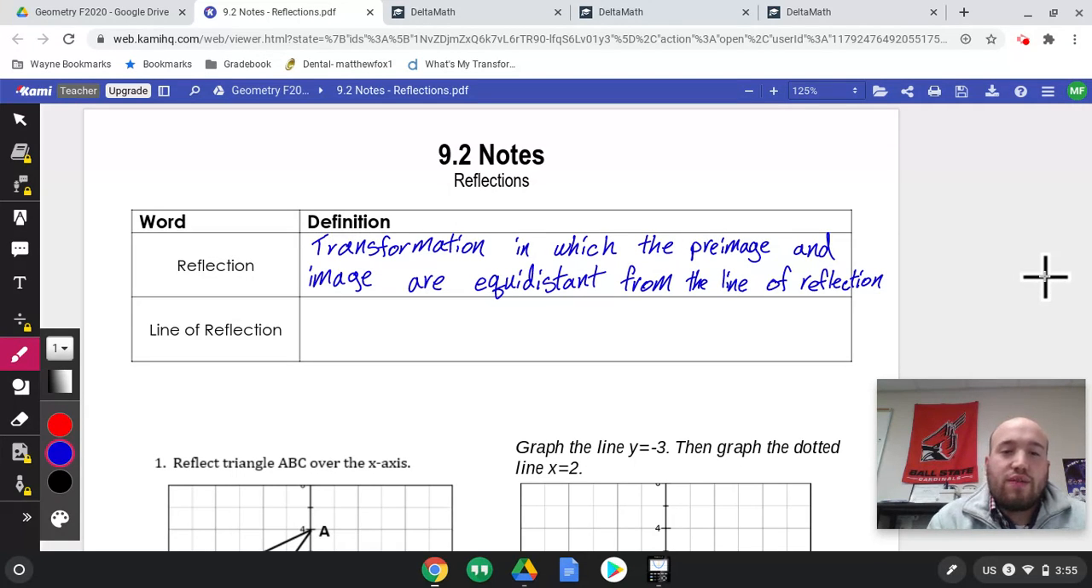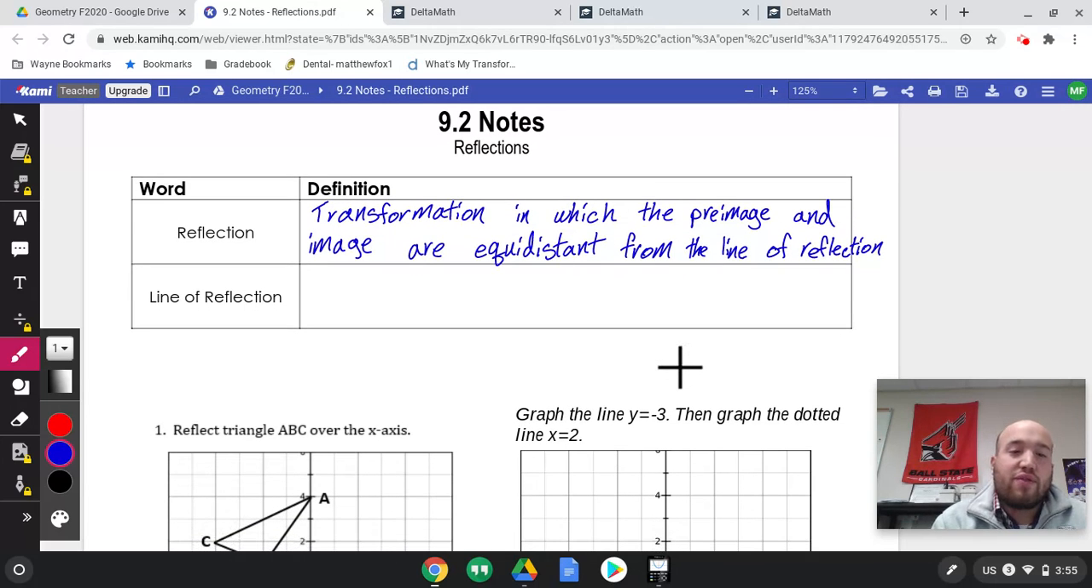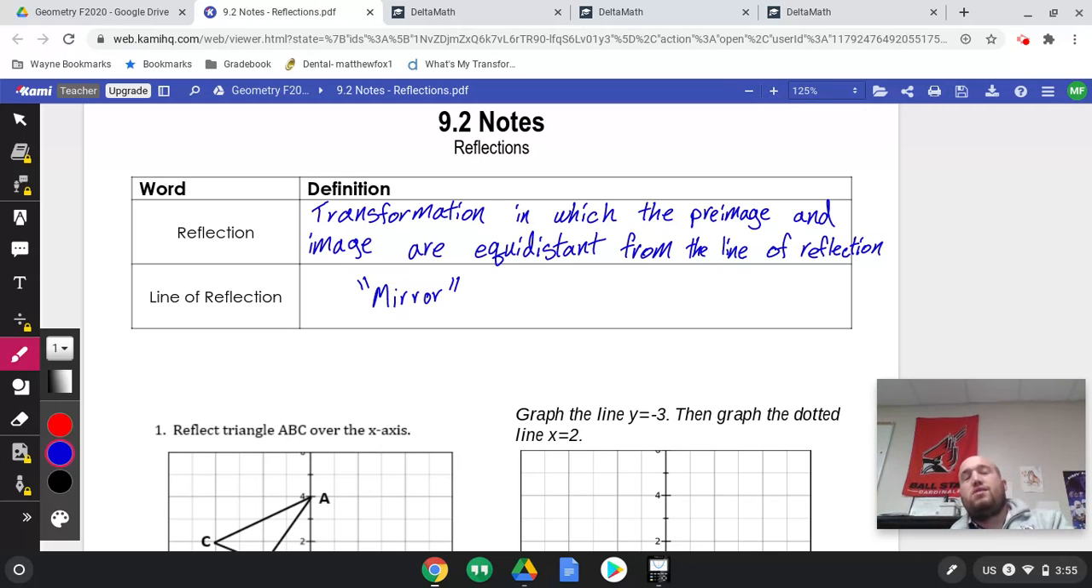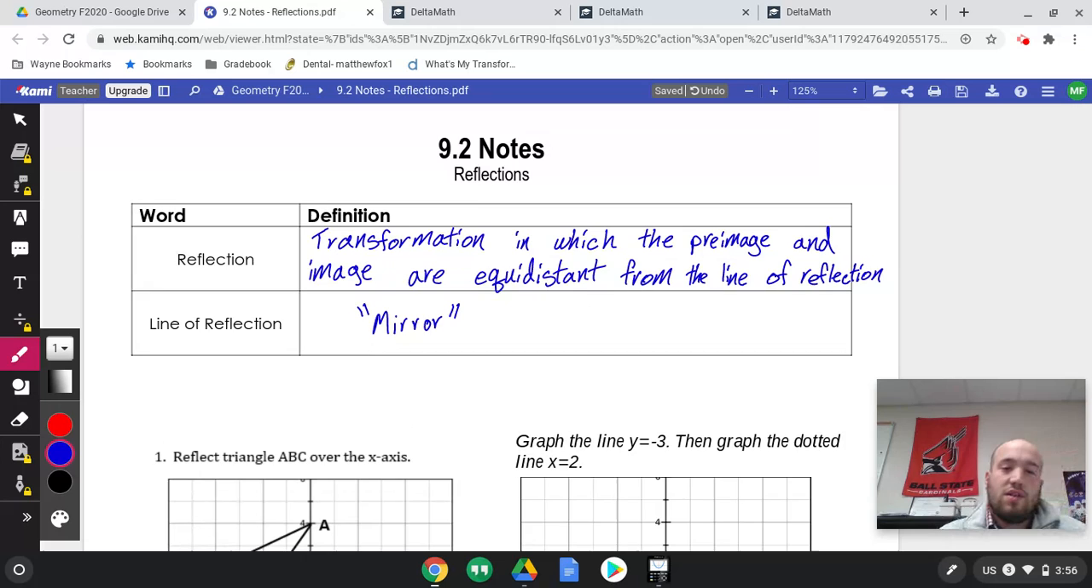A reflection, if we think about it, is more like what you see in the mirror. It's a transformation in which the preimage and image are equidistant from the line of reflection. This line of reflection we can think of, not as a technical version, but like our mirror. Now, you guys know as you walk towards a mirror, as you get closer to the mirror, your image gets closer. Okay, so in that case, you would be the preimage, your reflection is the image. Okay, what you see in the mirror.